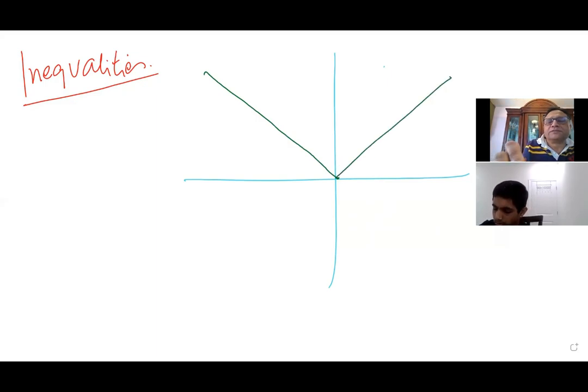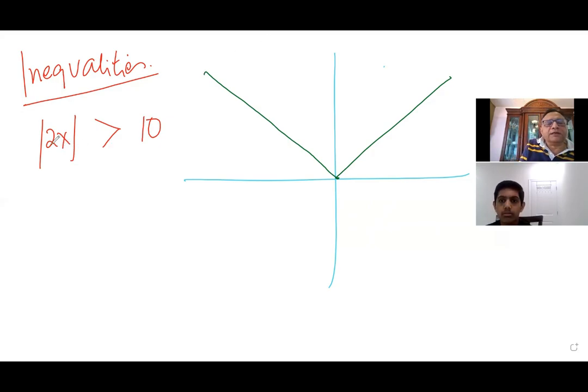So we are saying this function here is absolute value of 2x, and we want that to be greater than 10. So what does it mean and what is the solution graphically? Can you tell me? Okay. X is greater than 5 or negative 5.